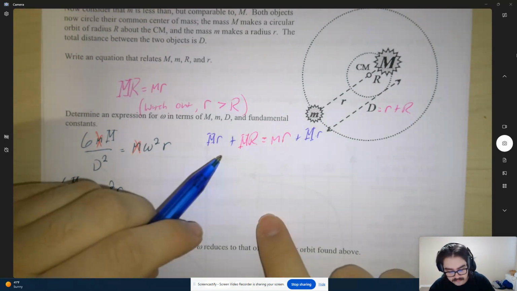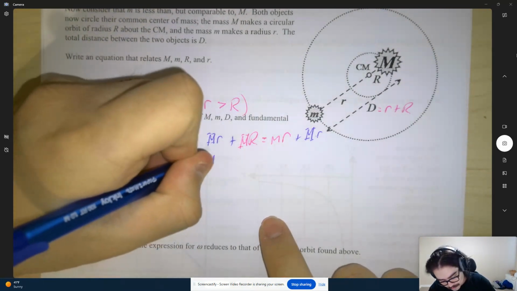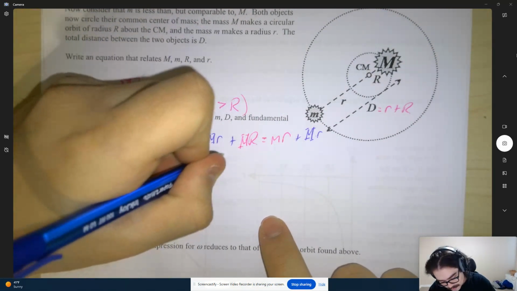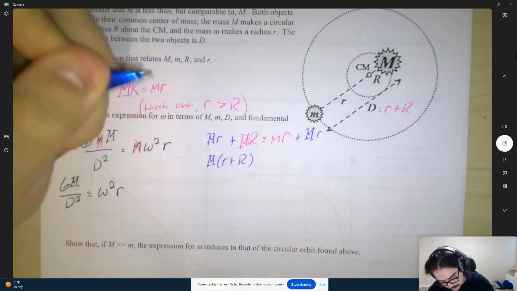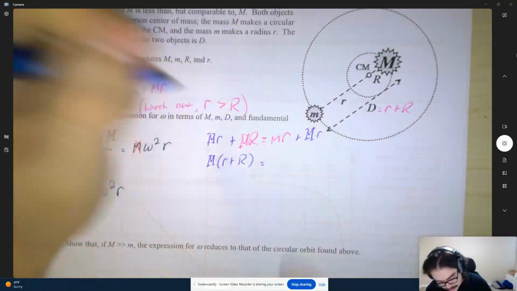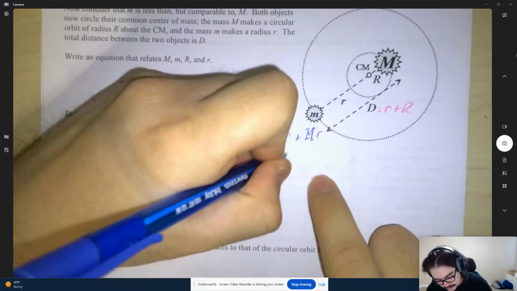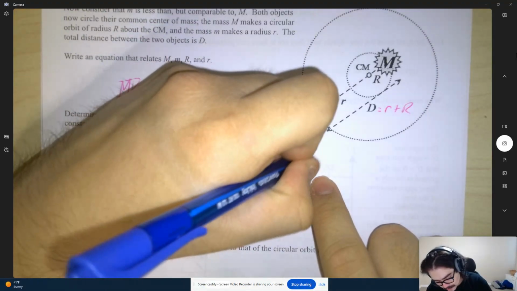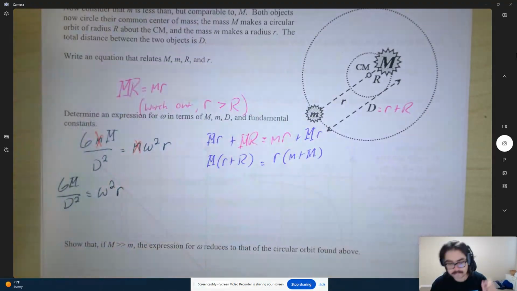When I factor on the left side, I can factor out capital M, and I end up getting little r plus capital R. And then on the right hand side, I can factor out little r and get little m plus big M.